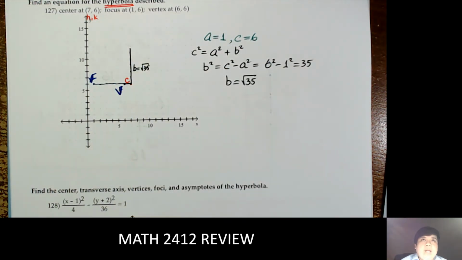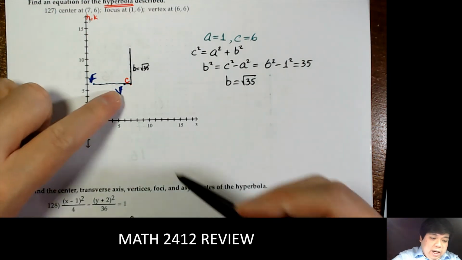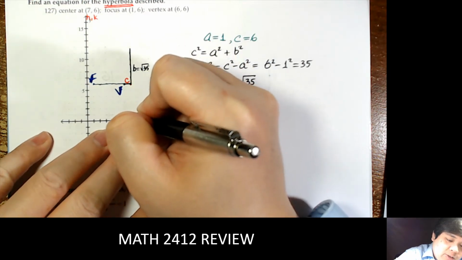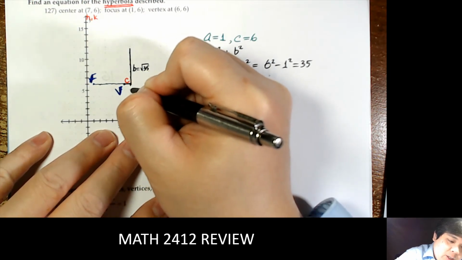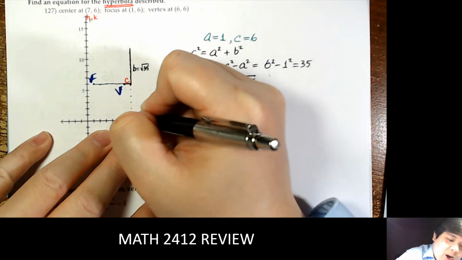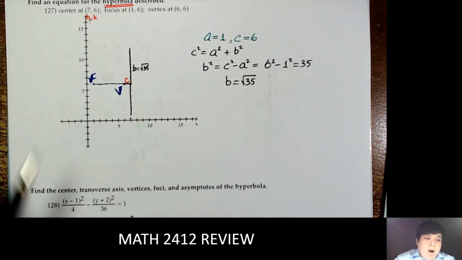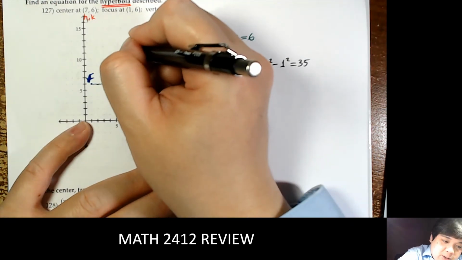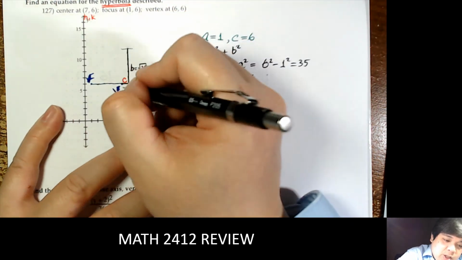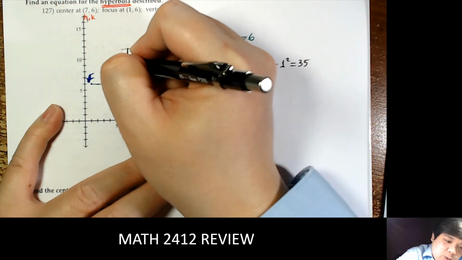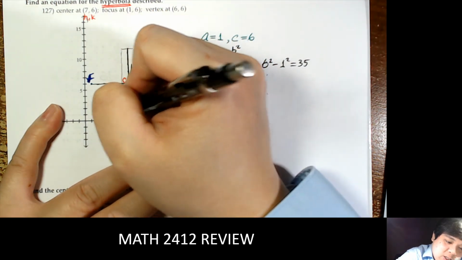Alright, so we have A, B, and C, which is good. And A and B, again, B is up square root of 35, down square root of 35. 1, 2, 3, 4, 5, a little more, so that. So we actually have the box square root of 35 up, square root of 35 down. A is 1, so 1 left, 1 right. So if we want to, we can draw a box like this.